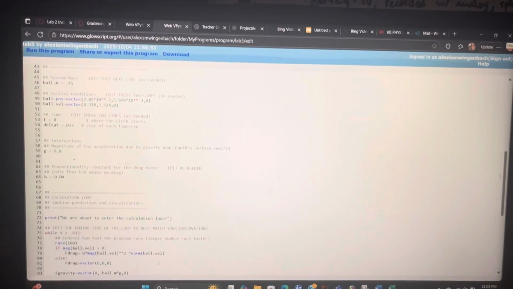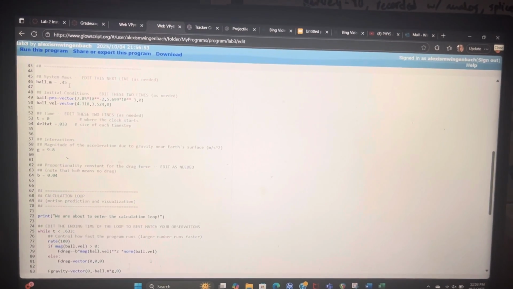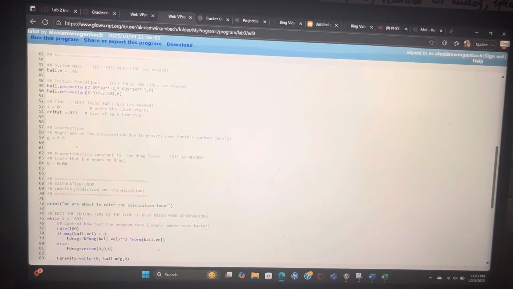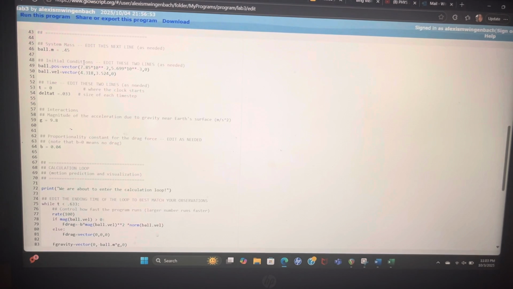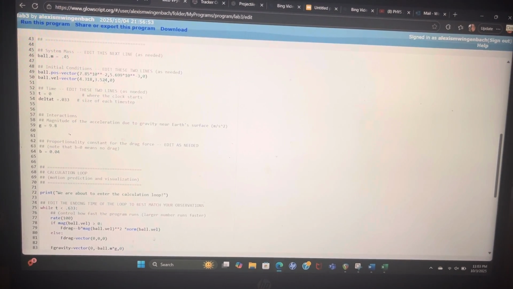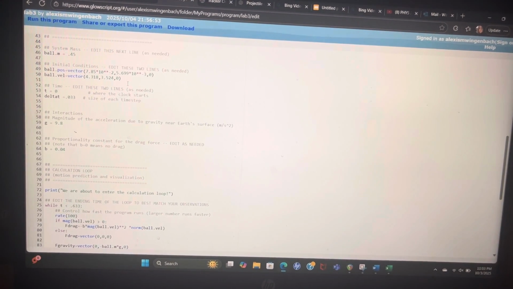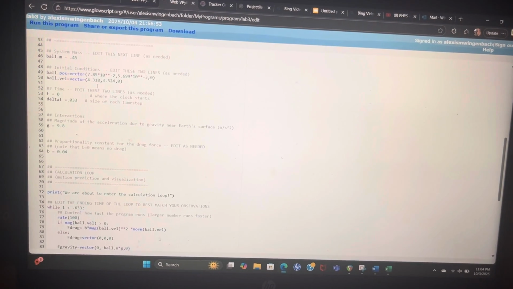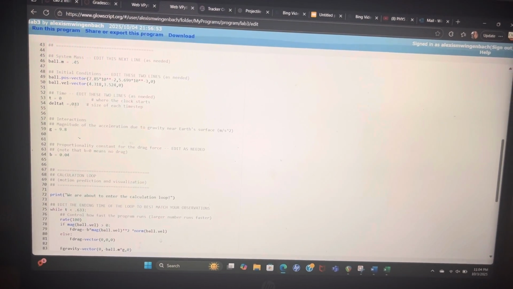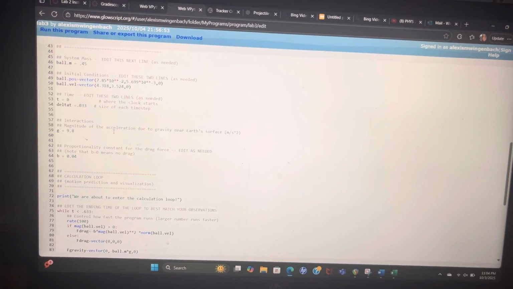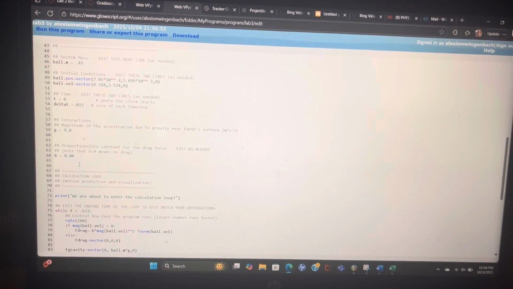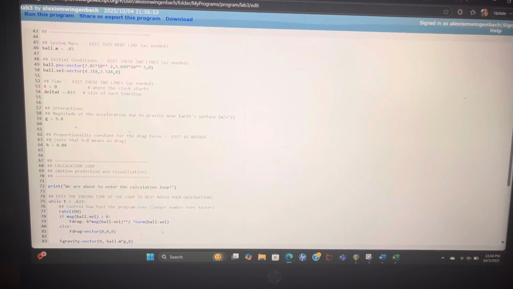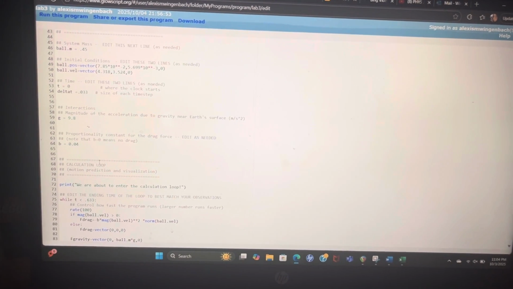Okay, now we're going to look at the code. So the mass of my ball was 0.45. This is estimated. The position vector we got from using Tracker, and the velocity vector I got from doing the change in distance over the change in time for the first few frames of my video. Delta t is the size of the time step, which is 0.033 seconds. And then our proportionality constant, we did one graph where it was 0.04 and one where it was 0.